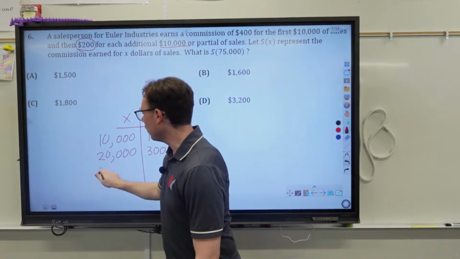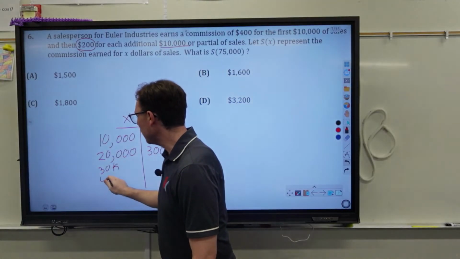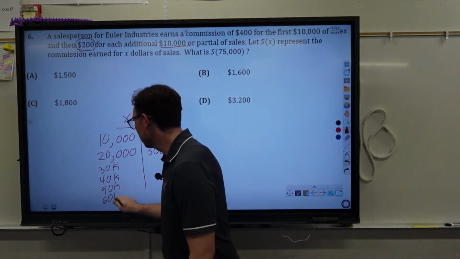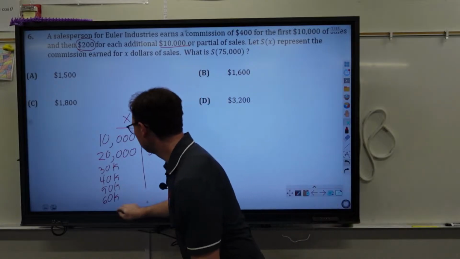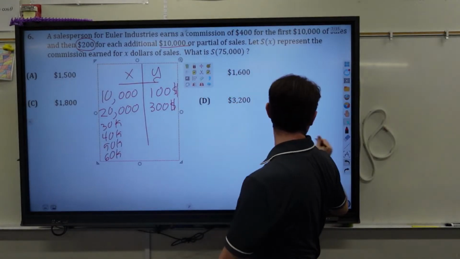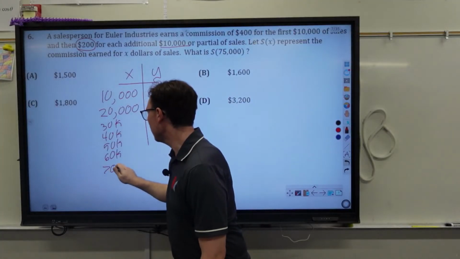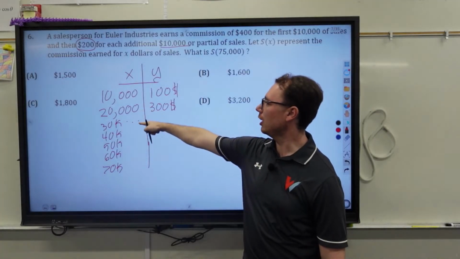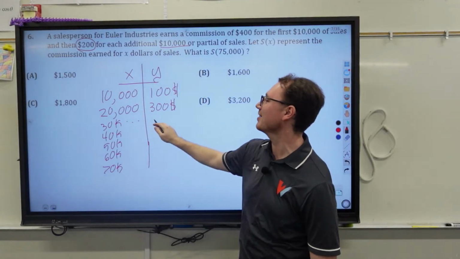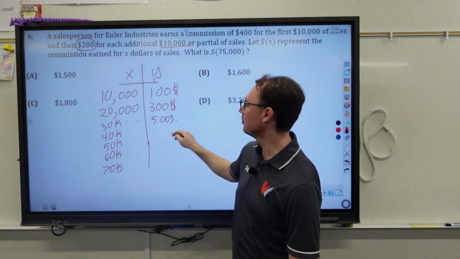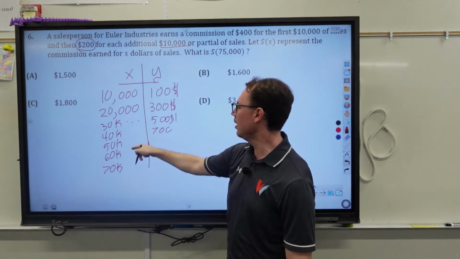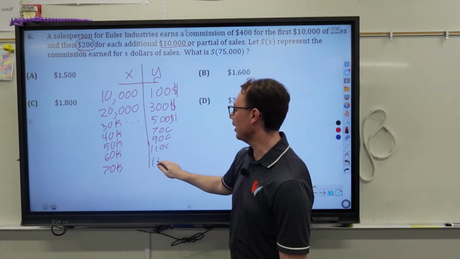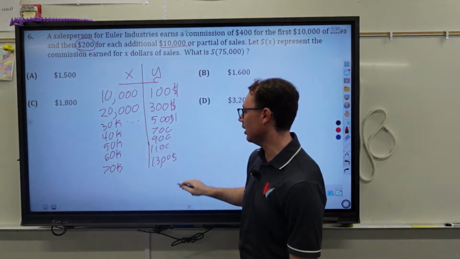We can continue down at 30,000, 40,000, 50,000, 60,000. Let me move this graph up a little bit. And then at 70,000. So between these values here, between 20,000 and 30,000, we'll end up getting $500. Next value we get 700. Next value we get 900. Next value we get 1,100. And then at 70,000 we end up with $1,300 in commission.